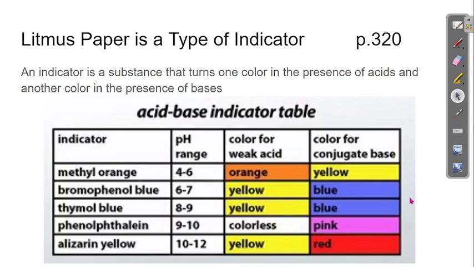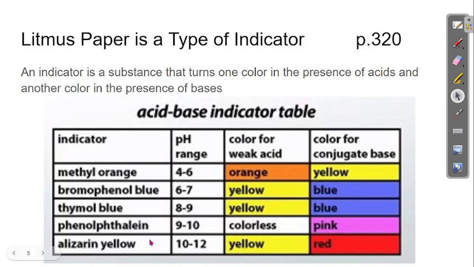So page 320, you have a definition for what an indicator is, and you need to know the definition of an indicator. An indicator is any substance that turns one color in the presence of an acid, and then it turns a different color in the presence of a base. And here you have examples of indicators. Methyl orange, bromophenol blue, thymol blue, phenolphthalein, alizarin yellow. And litmus paper is another indicator, one which you're going to be using quite a bit in this module.